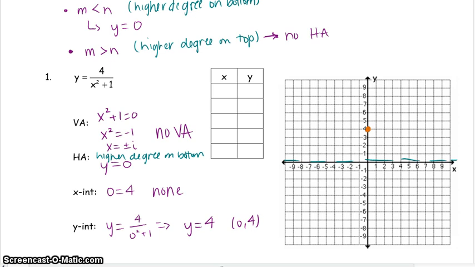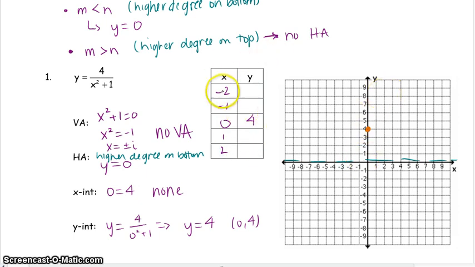So what we could do is from here we can fill out our table. I'm going to put the one point that we do know right in the middle. So I'm going to put 0, 4 here because that's the one point that we know. And then I'm just going to put a couple points that are to the left and a couple points that are to the right of our 0 here.